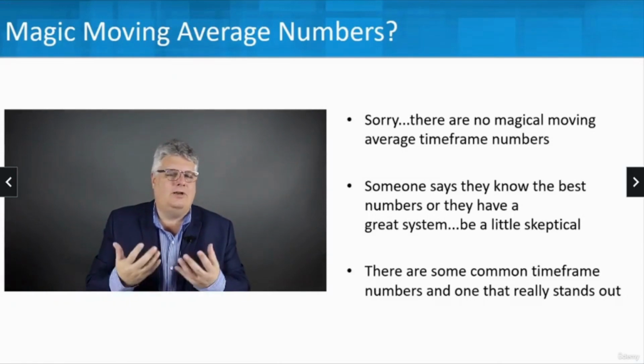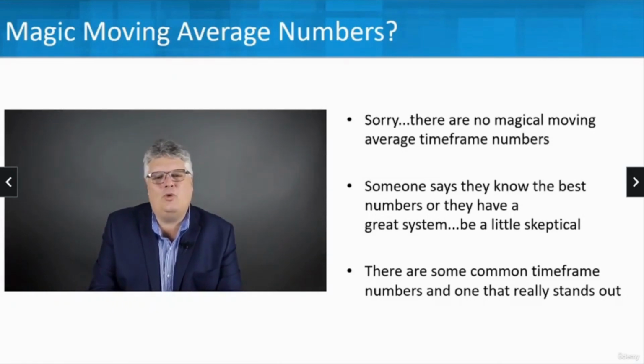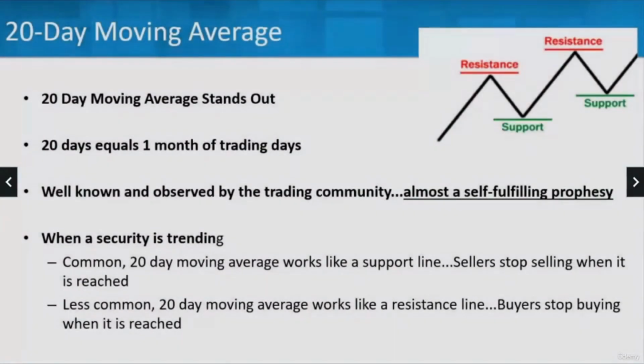The one that's talked about the most is the 20-day moving average. It stands out because 20 days equals one month of trading days. Now a 20-day moving average could be a 20-minute or 20-hour moving average. Again, you can set the time frames based on your type of trading and how often you're trading. A day trader would use minutes and maybe hours, versus somebody like me looking more at a month of trading days. But it's well known and observed by the trading community, so people know the 20-day moving average, and it's almost a self-fulfilling prophecy, right?